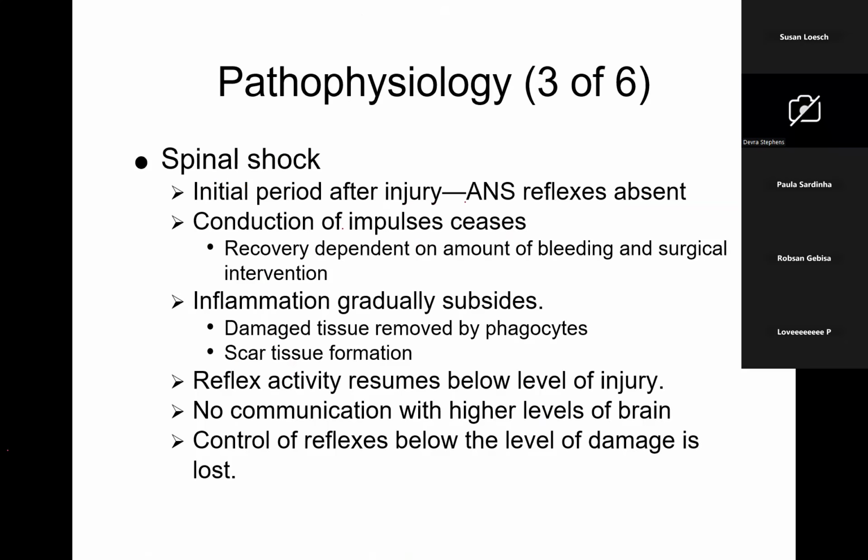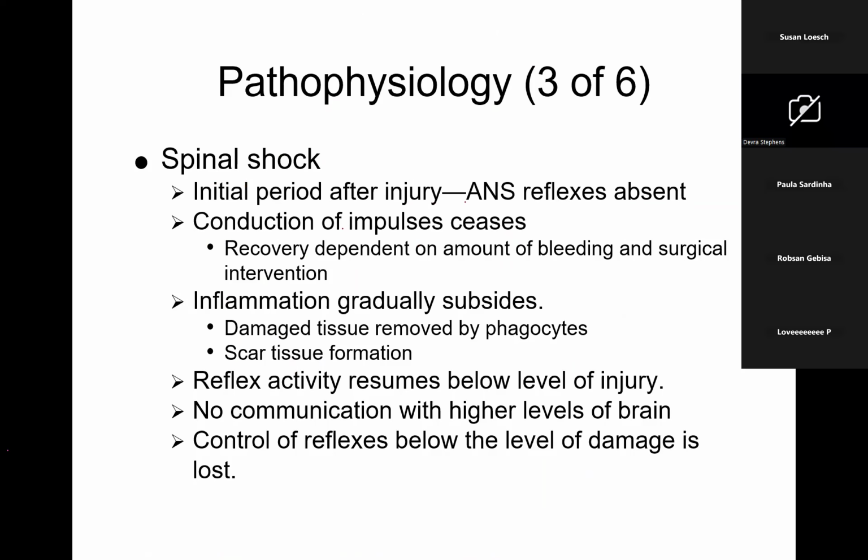Spinal shock is the initial period right after the injury. The impulses cease in the nerve tracts in the gray matter. This is known as spinal shock. The extent of the injury, the amount of bleeding, and the need for surgical intervention would determine how quickly they recover. Inflammation will usually subside. Phagocytes will come in and get rid of the damaged tissue. Scar tissue will form here.